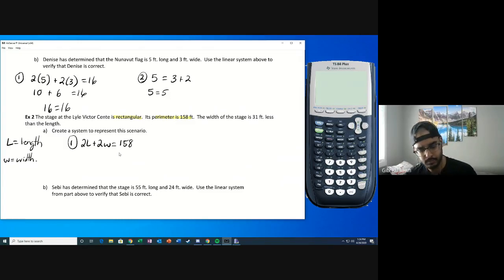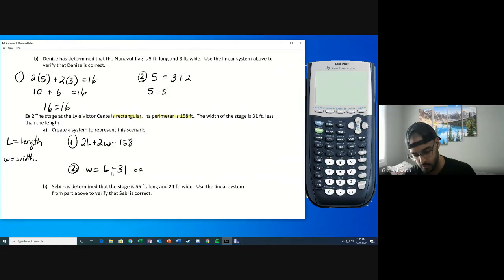That takes care of the first one. The second one is a little bit more tricky to think about. The width of the stage is, now again, there's that word "is." Width is 31 feet less than the length. So whatever the length is, you could minus 31. The other way you could write this, which I believe is how it is in your answer key for your notes, the length could also be equal to 31 more than the width. You could change the wording. Either one is fine. They both represent the same thing. You could add 31 to both sides, so however you choose to work with that sentence in your brain.